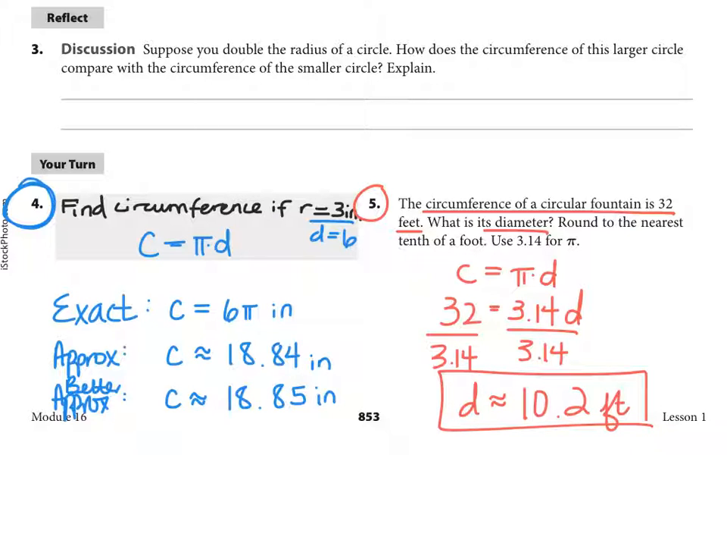All right, and then our last question, question 3. I am not going to answer that. We'll talk about that in class tomorrow, but I would like for you to pause the video and go ahead and read that and see if you can come up with an answer. It's going to say, if you double the radius of a circle, how do you think the circumference will be affected? So see if you can answer that question on your own.